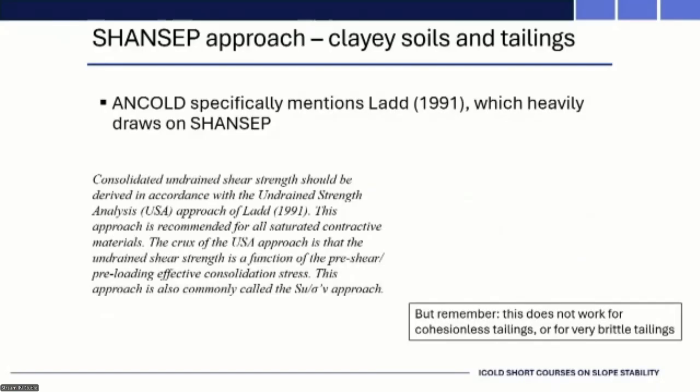But they mention, or that document mentions, that you can perhaps get good estimates of the undrained strength or the undrained strength ratio using this approach called the SHANSEP approach. So for those of you not familiar with it, I'll step through it really quickly. But again, this doesn't work for cohesionless silty sand tailings, for very brittle tailings, etc., and we'll show why as well.